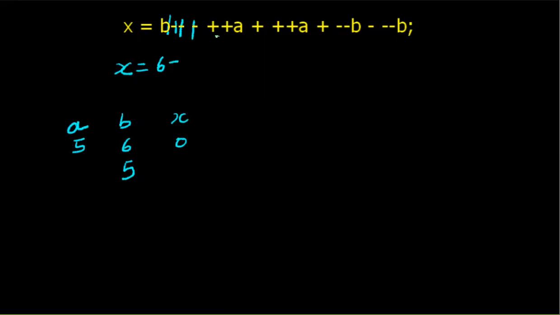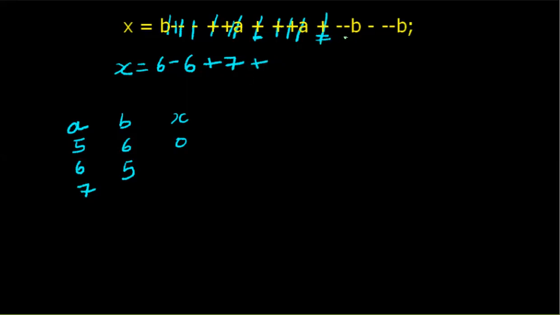After the negative sign, we have ++a, that means pre-increment. So a will now become 5 plus 1, 6. And instead of ++a over here, I will write 6. After 6, we have a positive sign, so we put the addition sign over here. After the addition sign, we have pre-increment ++a, so a will become 6 plus 1, 7. And instead of ++a, I will put 7. After ++a, we have the addition sign, so that goes as it is in our equation.